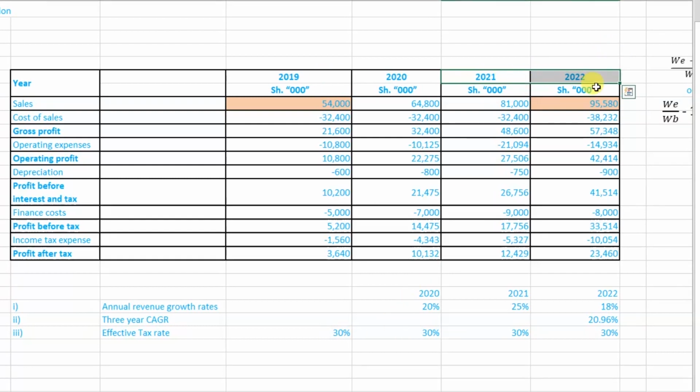So we get the value at the end, we divide that by the value at the beginning, we raise that to the power 1 over 3. Why 1 over 3? Because we're talking about the 3-year growth period, 2019 to 2020, 1 period, and another period there. So it's raised to the power 1 over 3. And then you subtract 1 to give us the compound annual growth rate.